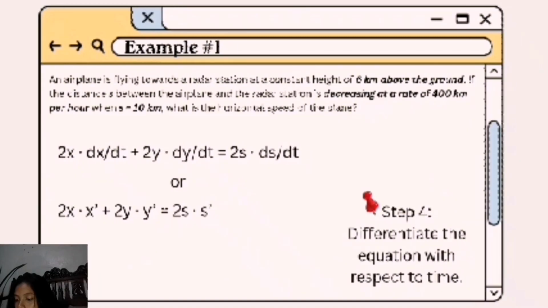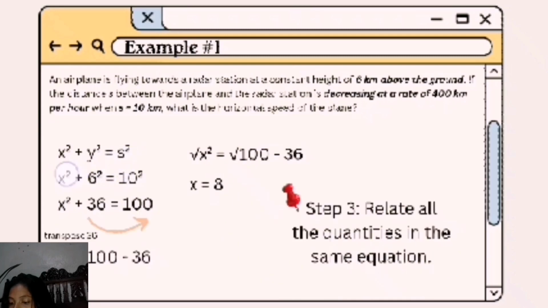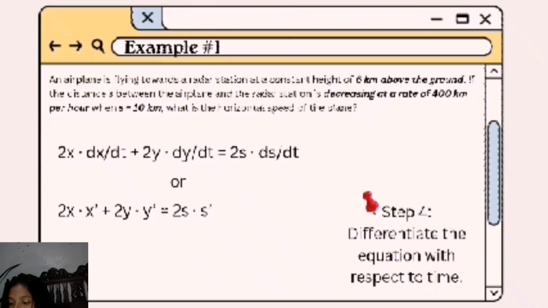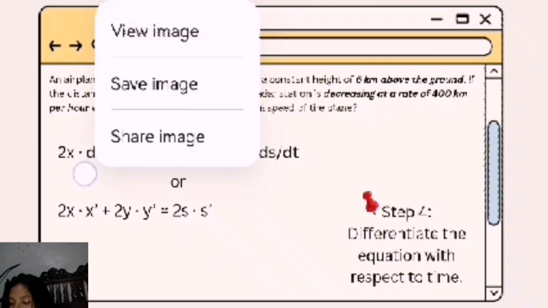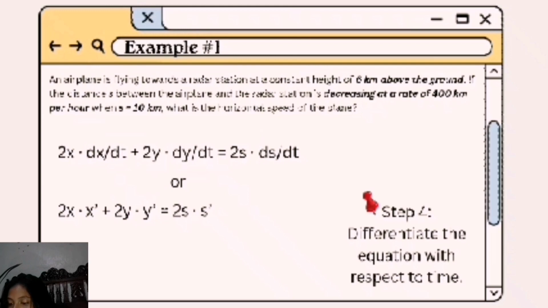Since we find the value of X, we're going to differentiate the equation with respect to time. So, yung formula na nakuha natin kanina, ito, we're going to differentiate this. The derivative of x squared is 2x times its derivative of x with respect to time, then 2y times the derivative of y with respect to time is equals to 2s times ds, derivative of s with respect to time. We can also write this like this one because dx over dt is also equals to x prime.